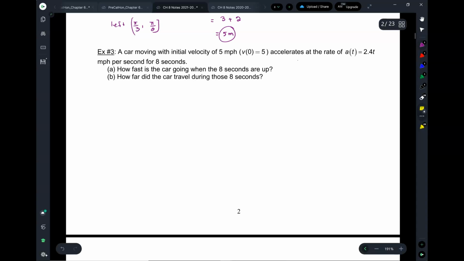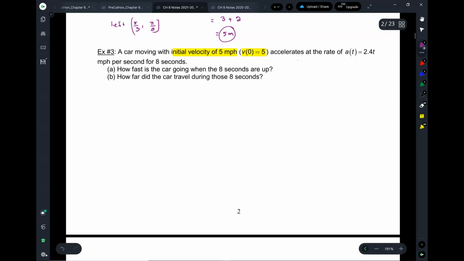So initial velocity of 5 miles an hour. And we're told that v of 0 is 5. It accelerates at a rate of 2.4 t miles per hour for 8 seconds. How fast is the car going when the 8 seconds are up?